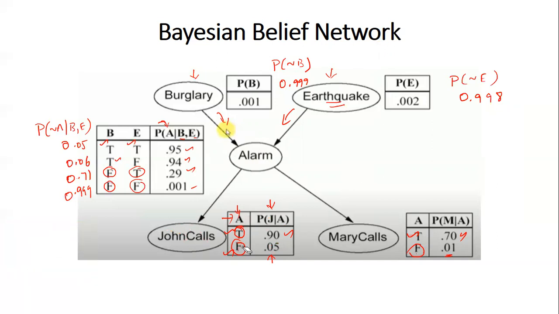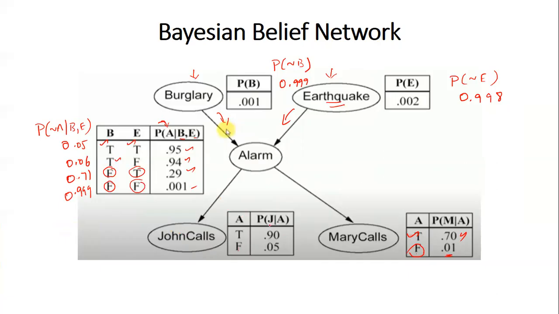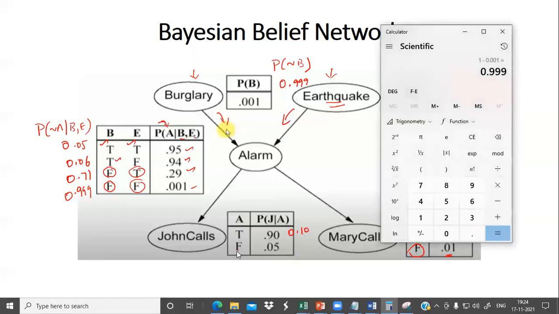Similarly, you can also calculate, like, what is the probability that John does not call when there is an alarm? John calls when there is an alarm is 0.90, so John does not call when there is an alarm is 1 minus 0.90, which is 0.10, right? And what is the probability that John does not call when there is no alarm? It is 1 minus 0.05, which is 0.95. Okay.